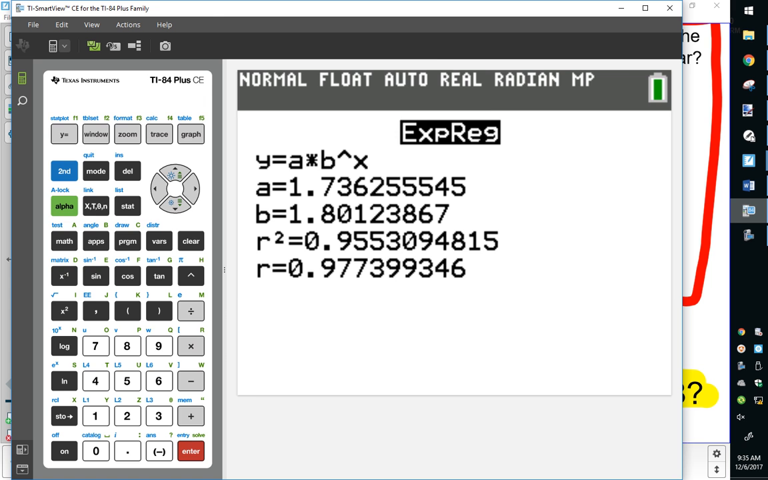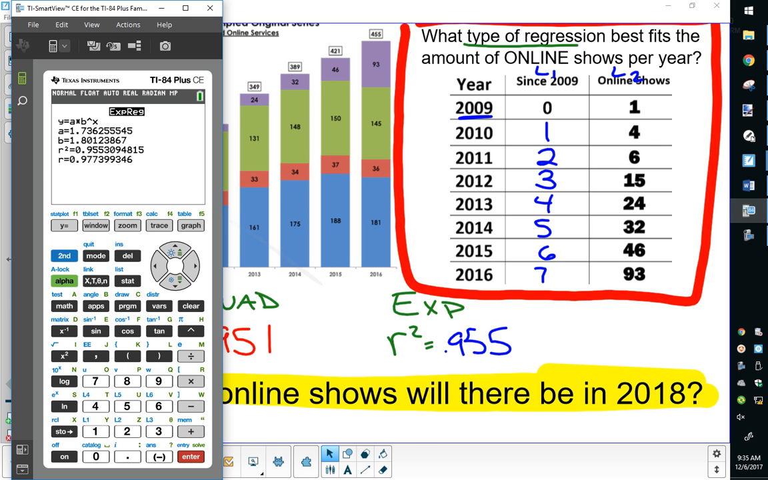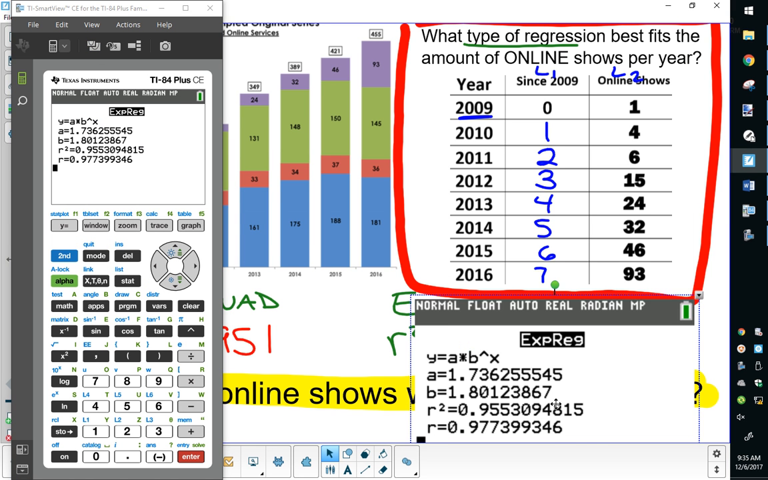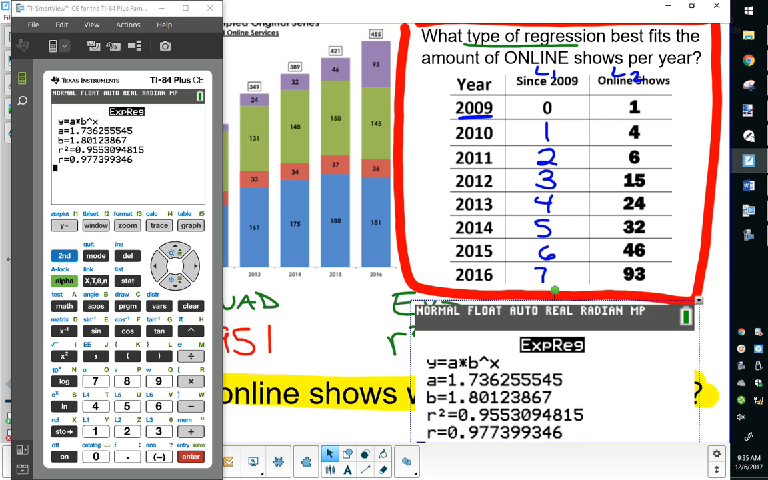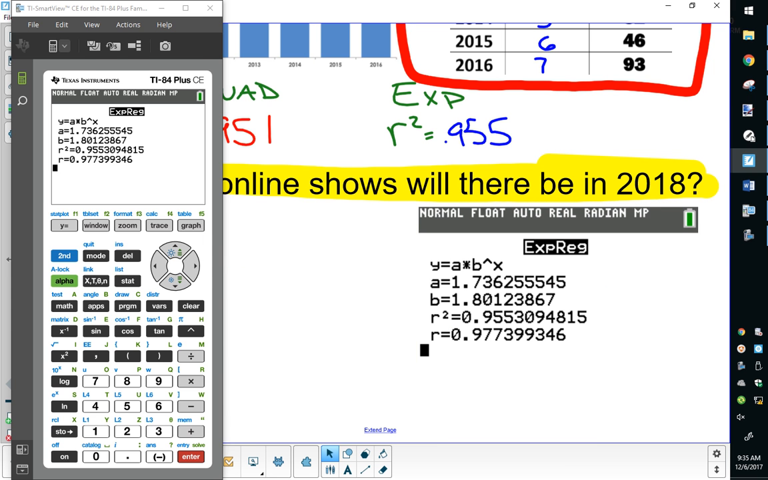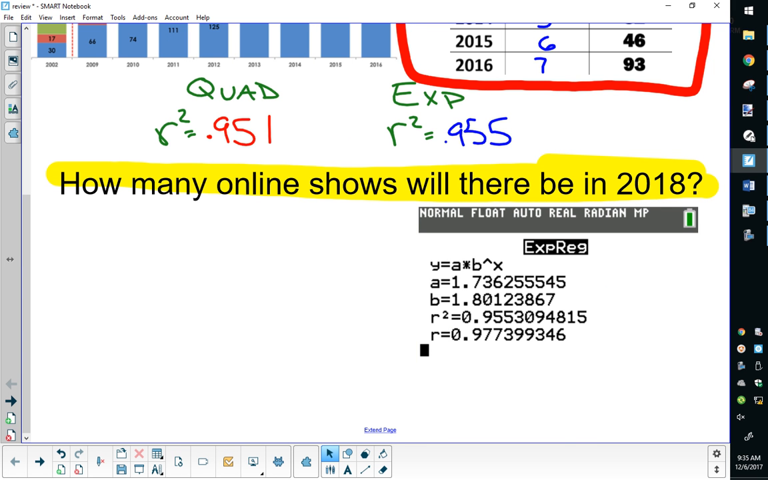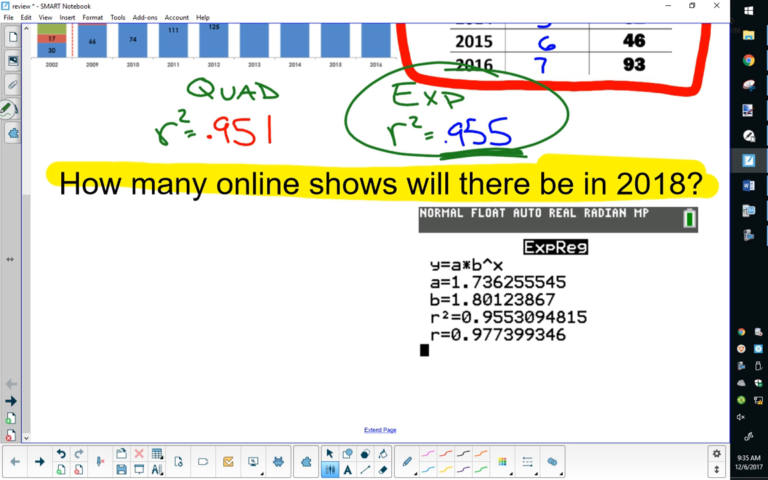Which was a better representation of my data? Was it quadratic or was it exponential? Exponential was better. This was the better option because that R squared value is closer to 1. That's a better model of my data. So that's the one I'm picking. I'm picking the one that was closer. It's exponential. So once we've made that decision, we're going to write down our regression equation.